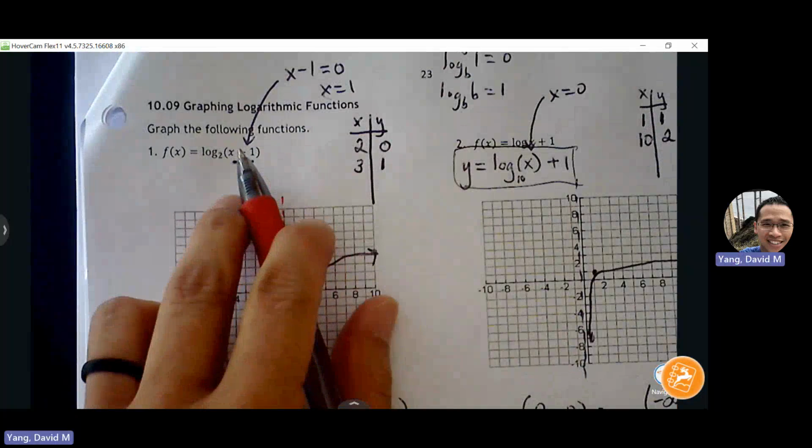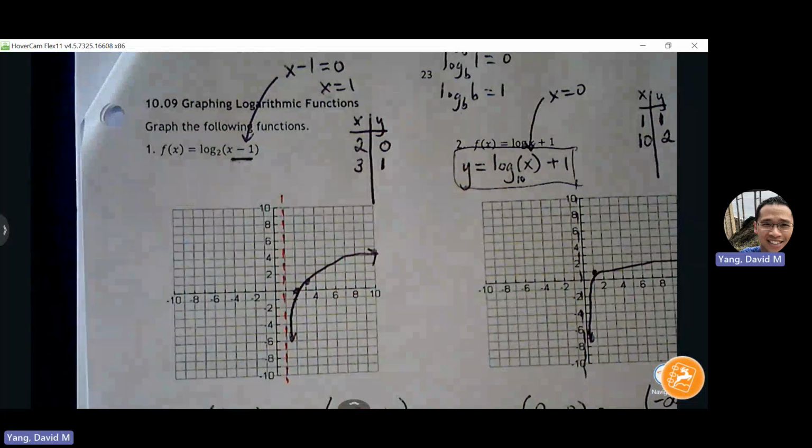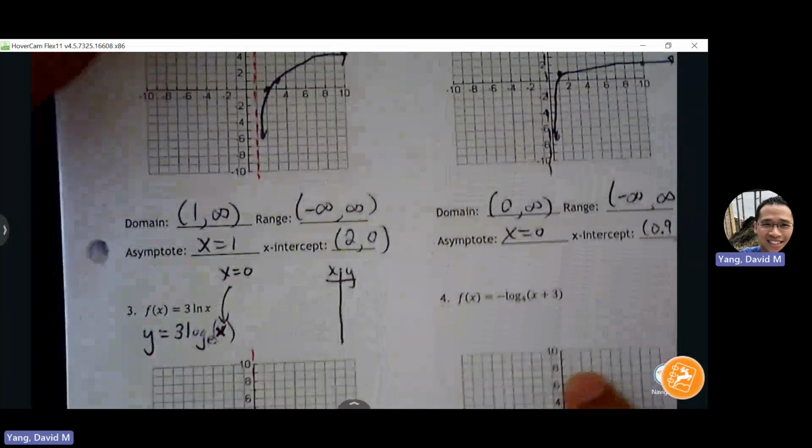Whatever makes the parentheses 0. So in this case, my parentheses is x minus 1. So x minus 1 equals 0 is x equals 1. So yeah, whatever causes your expression inside the log to be 0 is where your asymptote is.